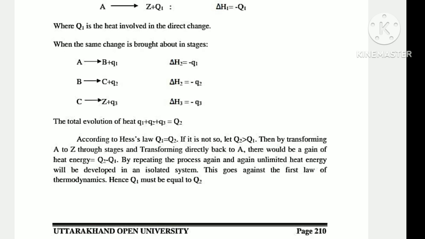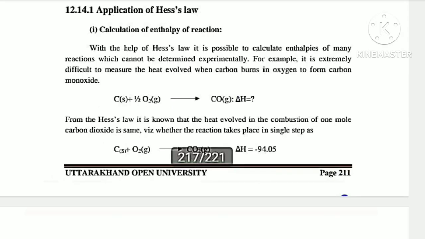If it is not so, let Q2 be greater than Q1. Then by transforming A to Z through stages and transforming directly back to A, there would be a gain of heat energy equal to Q2 minus Q1. By repeating the process again and again, unlimited heat energy would be developed in an isolated system. This goes against the first law of thermodynamics, hence Q1 must be equal to Q2.